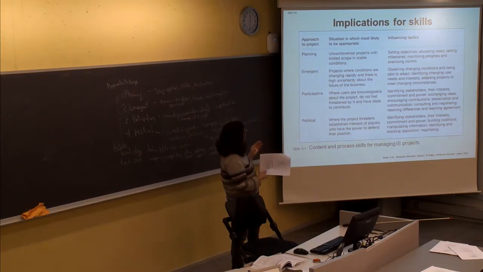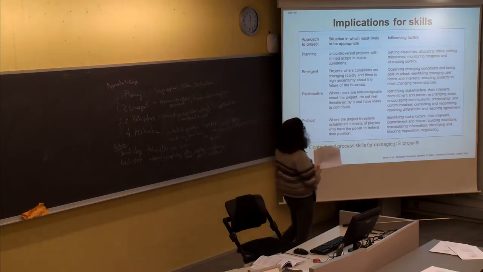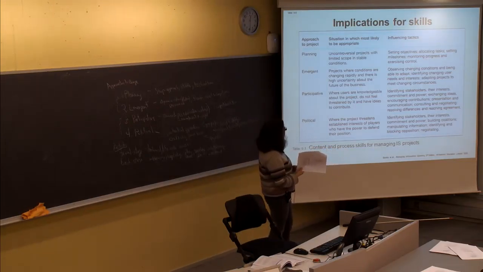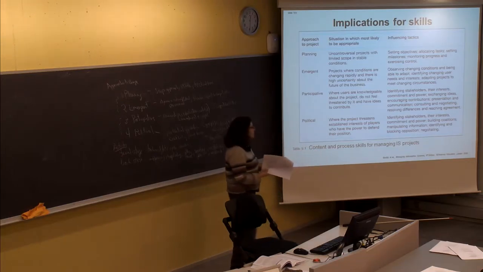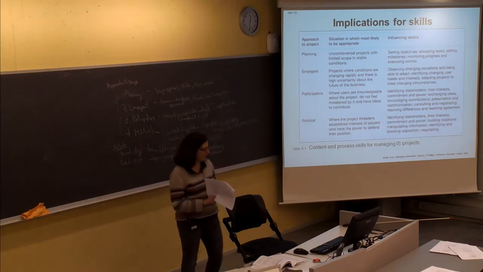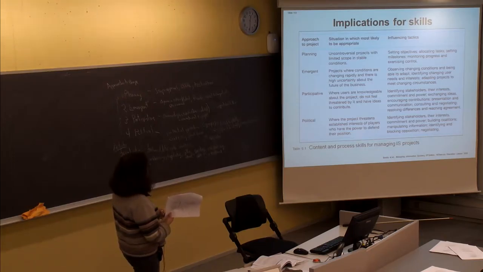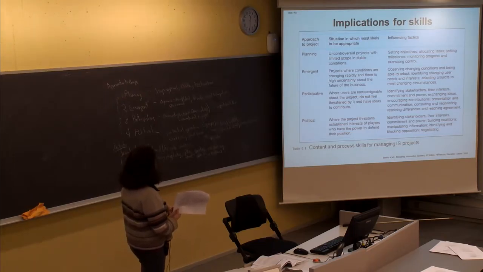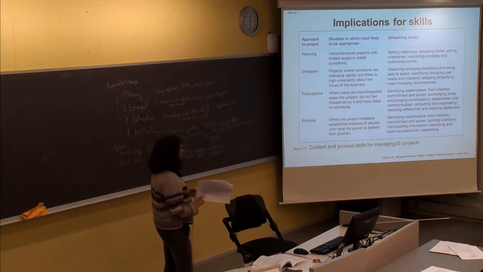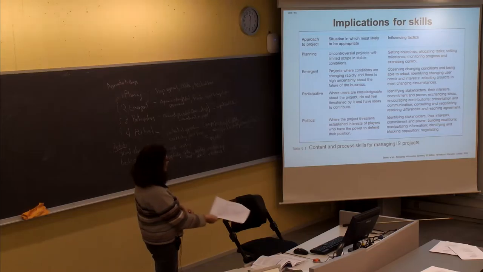The second type of transformation is projects where conditions are changing rapidly and there is some uncertainty about the future conditions. And then we implement some tactics for observing changing conditions and being able to adapt, identifying changing needs and moves, and then adapting projects to leading change and circumstances. So this is both recognizing the external factors, might be the changing market, for example, or emerging technologies, or maybe recognizing the resources within a company, such as the personnel resources in the company.